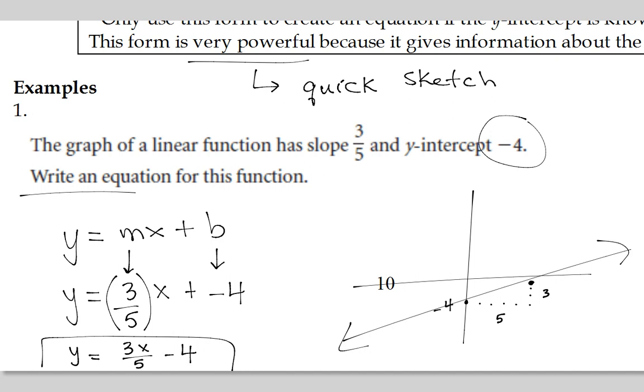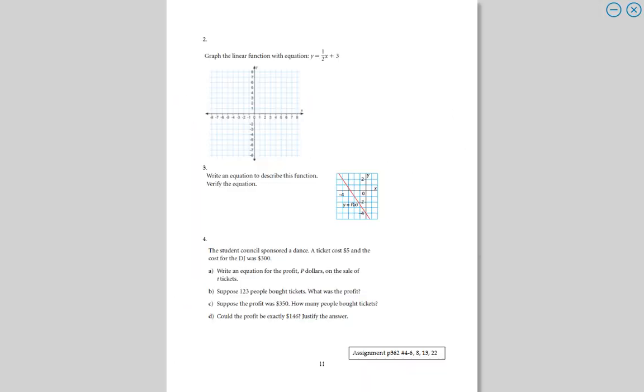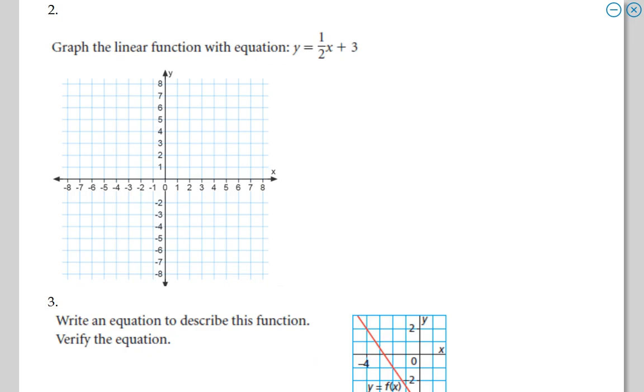Okay, so let's jump to the next slide. We only have one page to do. No, I paused it. Okay, let's take a look.